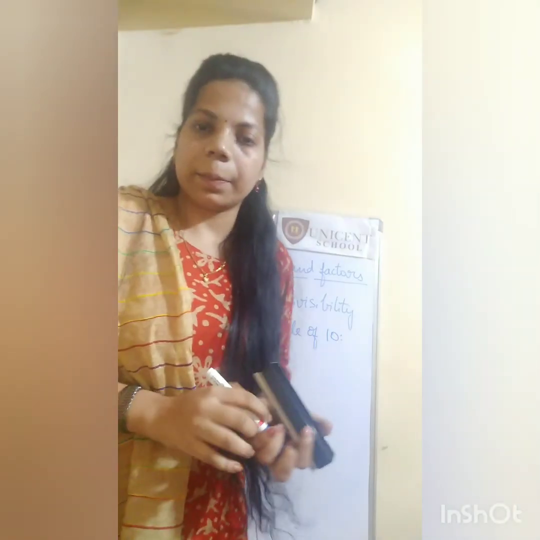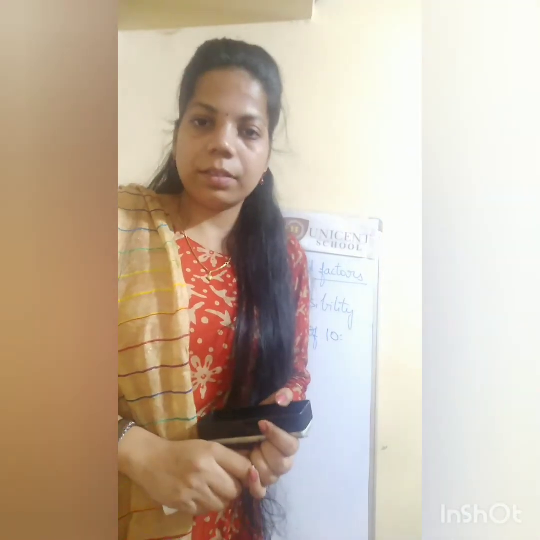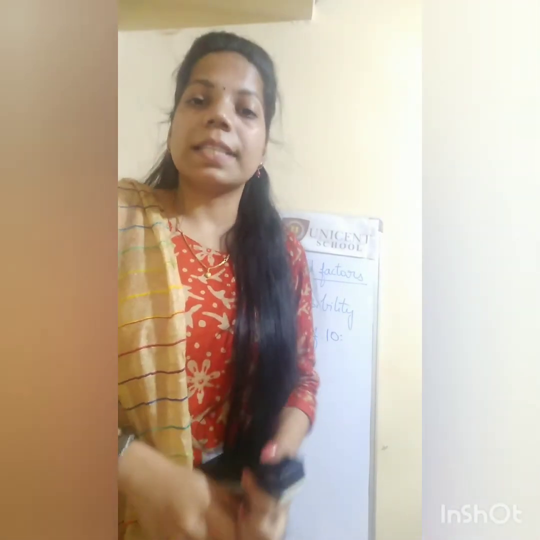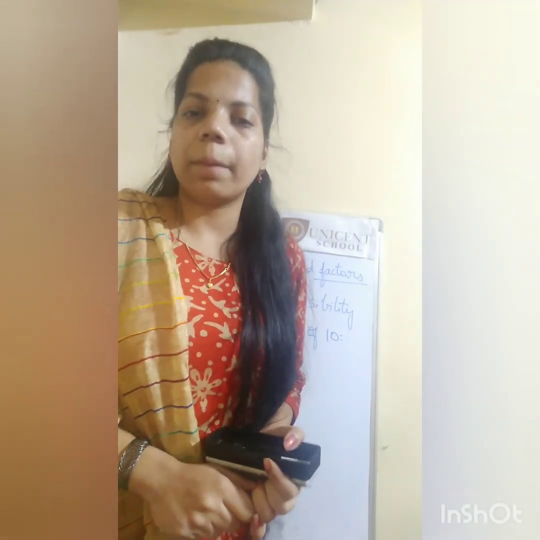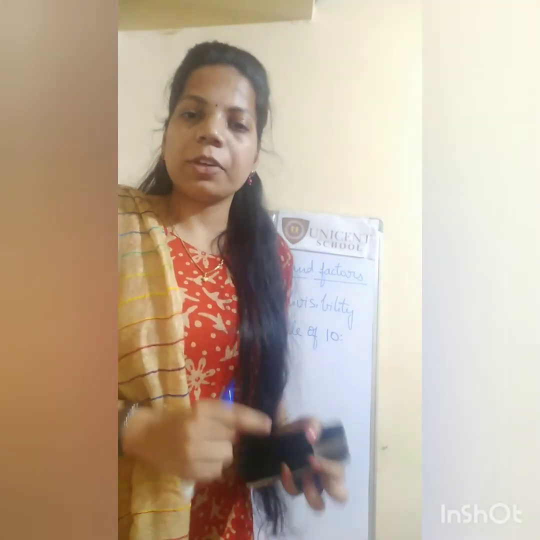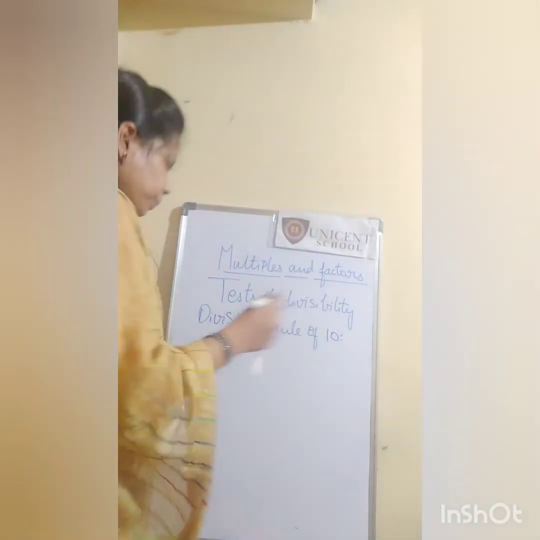Now let us see the divisibility rule of 10. It is very easy. If the given number has 0 in its units place, then the entire number is divisible by 10. The number should have 0 in its units place. Okay, let us see some other example.